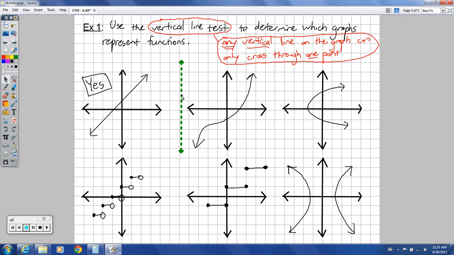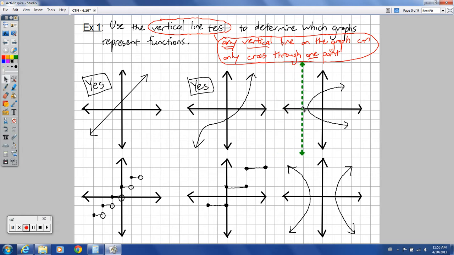As we move the vertical line along the graph here, it looks like we're good. It gets kind of close there, but nope, we're still good. And as we move along, we're still going to be good. The vertical line will just touch one point as we move along there. So here is another yes. This is another one that is a function. It passes the vertical line test. Let's keep that idea going.